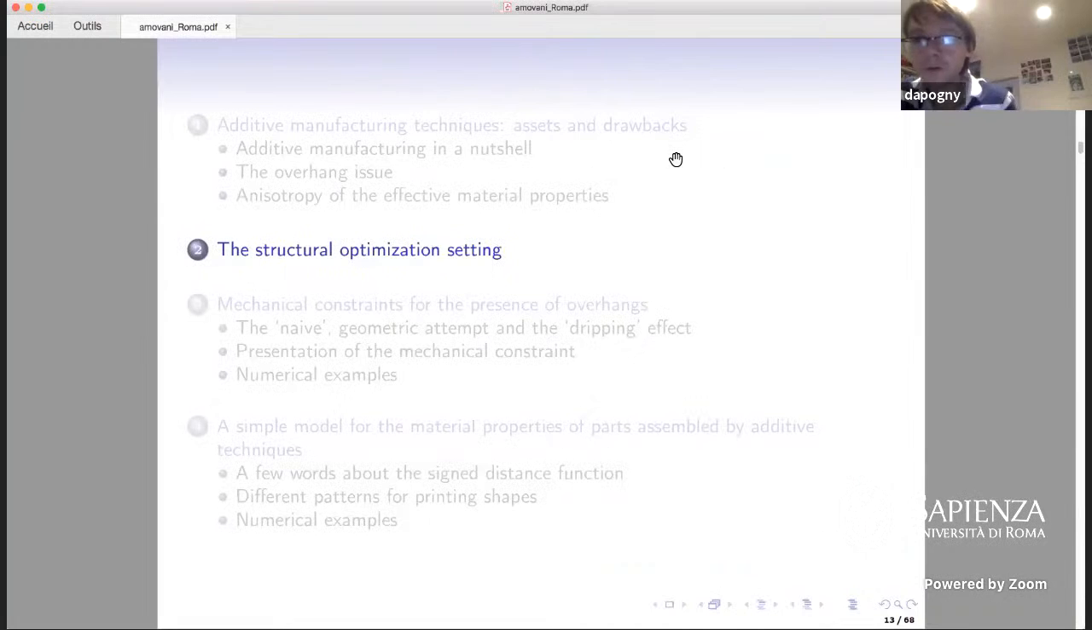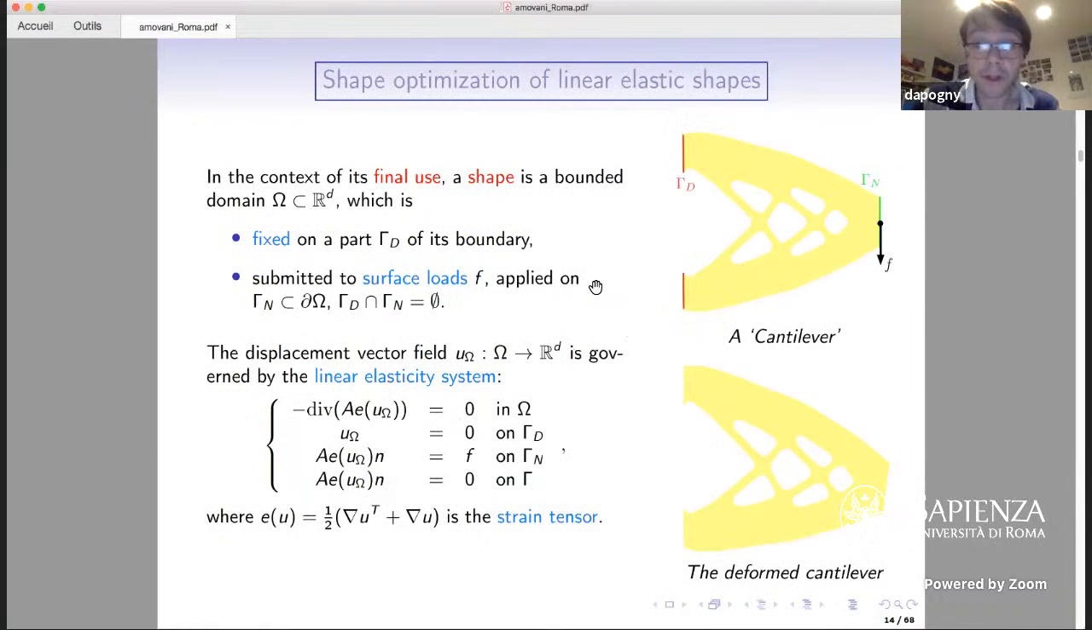So let me come now to the structural optimization setting that will be studied in this presentation. We consider linear elastic structures, that is, mathematically, shapes, meaning bounded domains in R^d, that are clamped on the part Gamma_D of the boundary and subject to traction loads f on the part Gamma_N of the boundary here. This is how we describe the final use of the shape Omega. And in this context, the displacement field is governed by the linear elasticity system, which is written over here.